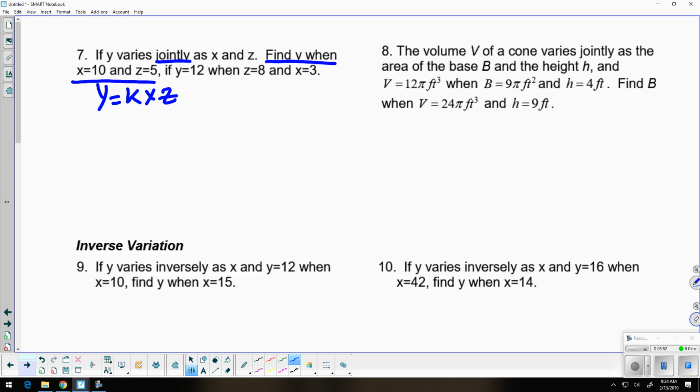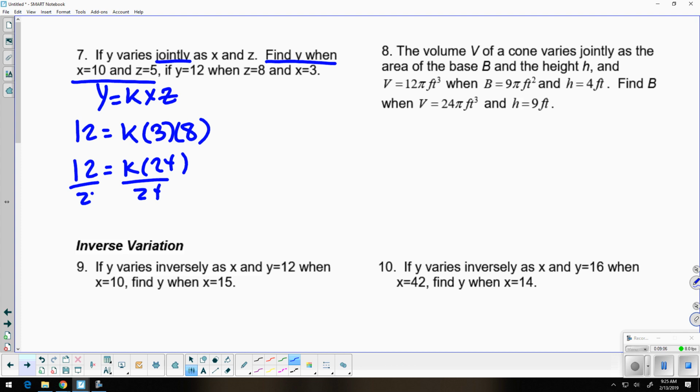So we're actually using the latter part of this problem, the second part that's given to us, plugging in these variables. We have 12 is y, x is 3, z is 8. So you'd have 12 equals, that's just 24k. Dividing both sides by 24, and then reducing 12/24, that's just 1/2. Okay, so we got our k.